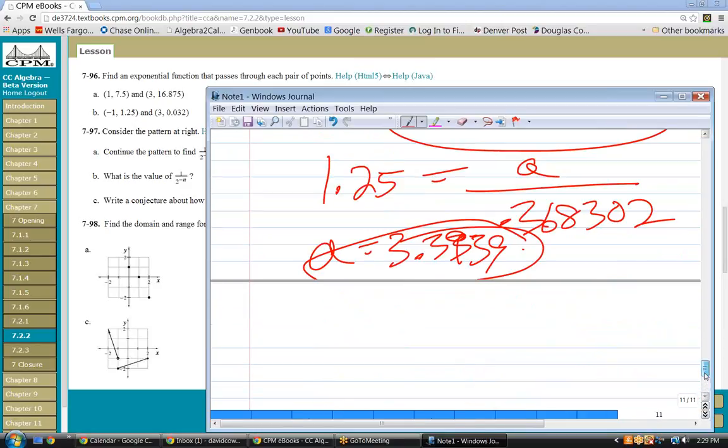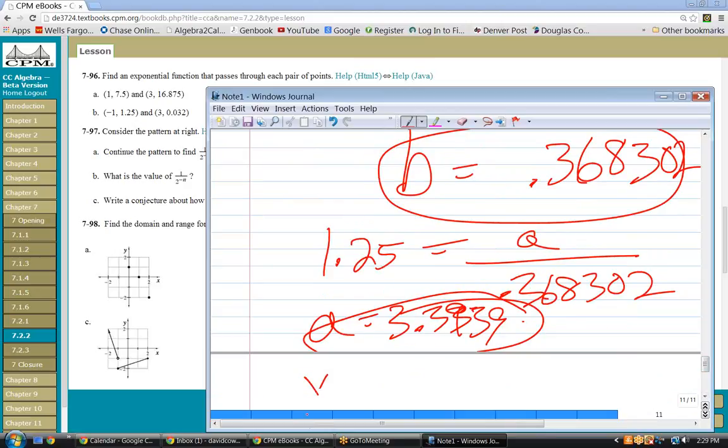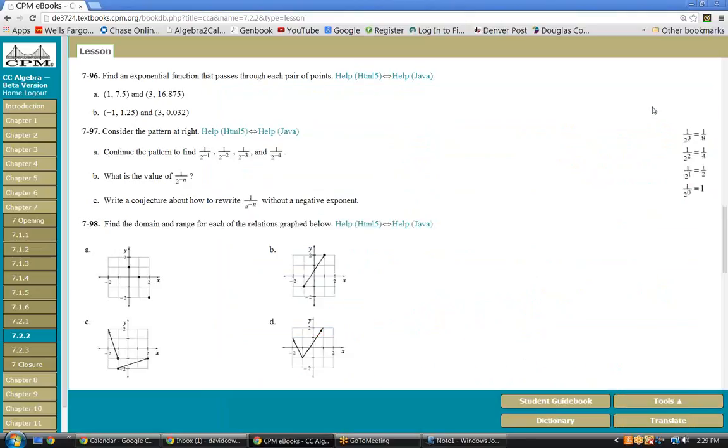So what is my general equation? Y equals A times B to the X. So what is it? A is 3.3939. So 3.3939 times 0.368302 to the X. Yeah. Okay, good. I think you get that, actually.